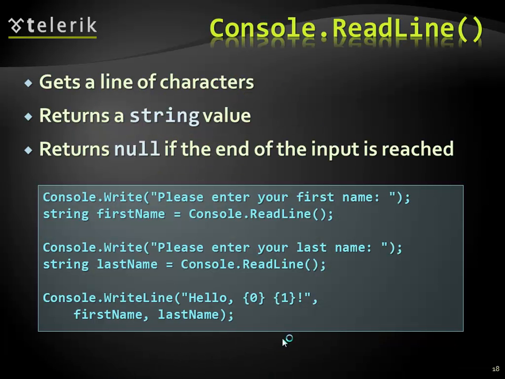So read line is the simplest of them. It just reads a line of text and waits for the user to press enter and reads the whole line. So here we have an example of a console application which is interactive, asking the user for first name, and then reads the line when the user presses enter, last name, reads the line, and then prints both variables in one line.